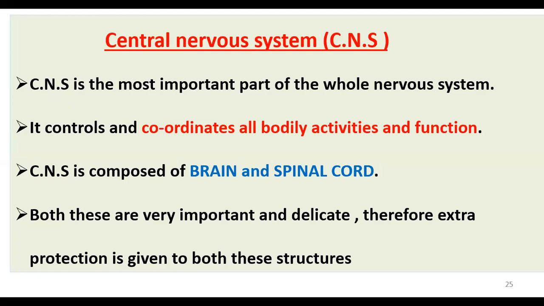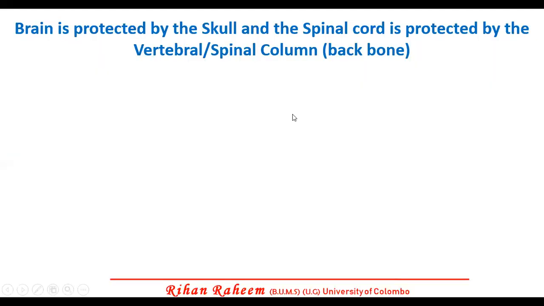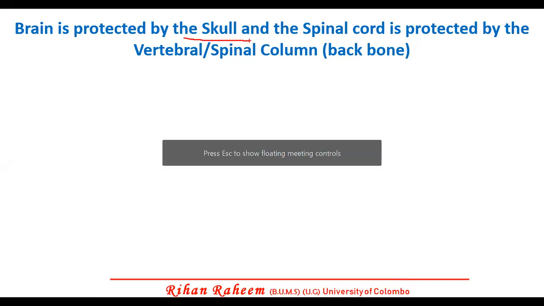Both these are very, very delicate. Delicate means soft. Therefore, extra protection should be given. Brain is soft. Spinal cord is also soft. Therefore, they need protection. So, God has created a helmet in our head. What is that helmet? Yes, the skull. The brain is protected by the skull, and the spinal cord is protected by the spinal column. That is our backbone. When you touch behind, you can feel small bones there, no?